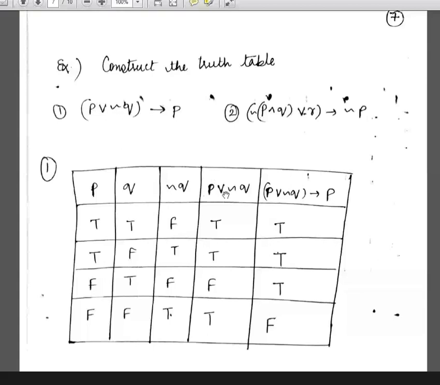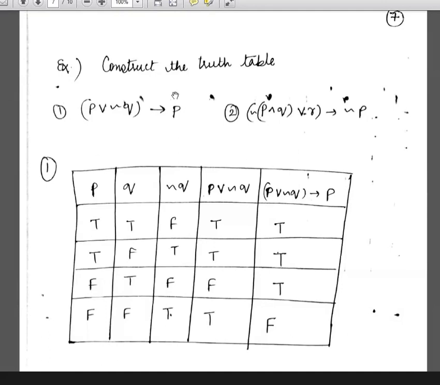Now look. P is present in the first column and negation Q is present in the third column. So you can take the union, sorry, the "or" of the first and third column, meaning the disjunction of the first and third column. If anyone is true, then the answer is true. So true, false makes true. True, true, true. False, false, false. And false, true, true. If anyone is true, then the disjunction is true.